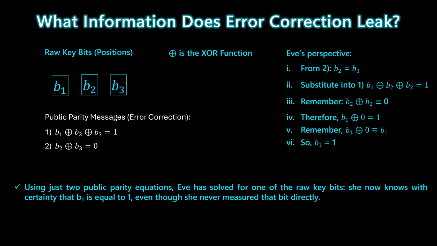What's remarkable is that Eve has learned one of the raw key bits even though she never touched that bit, never measured it, and never learned anything about the values of B2 or B3 individually. She learned B1 entirely from the structure of the error correction messages. This example demonstrates a broader point. Every parity message, even if it appears harmless, removes a little uncertainty. When thousands or millions of these relationships are published, Eve can gradually solve for more and more of the raw key, long before privacy amplification attempts to compress it.